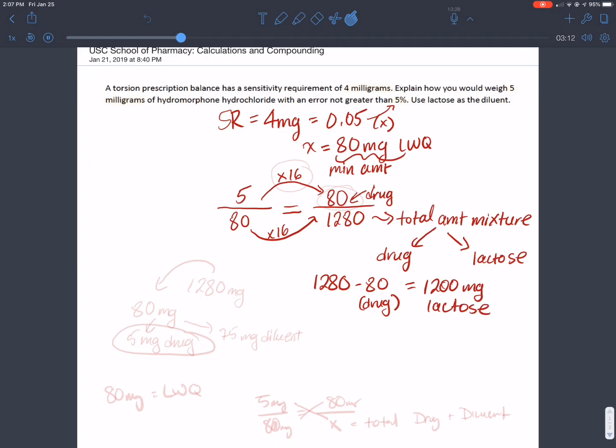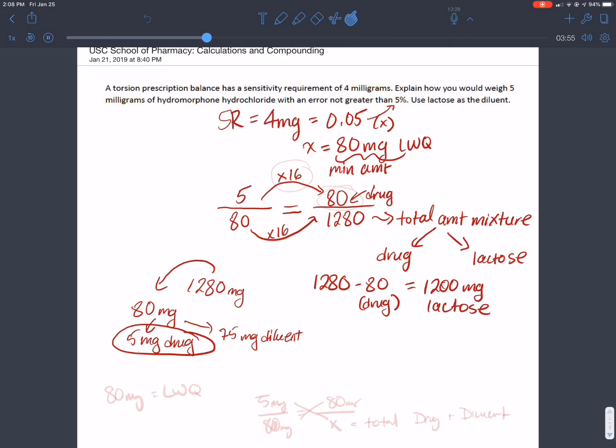Now, conceptually, when you think about this, let's say I made this mixture, 1280 milligrams of this mixture. If I take out 80 milligrams from this mixture, it should contain 5 milligrams of our drug. And I guess technically 75 milligrams of diluent. But in essence, you're literally getting a small part of this mixture, which should contain our target drug amount. And that's how you solve that problem.